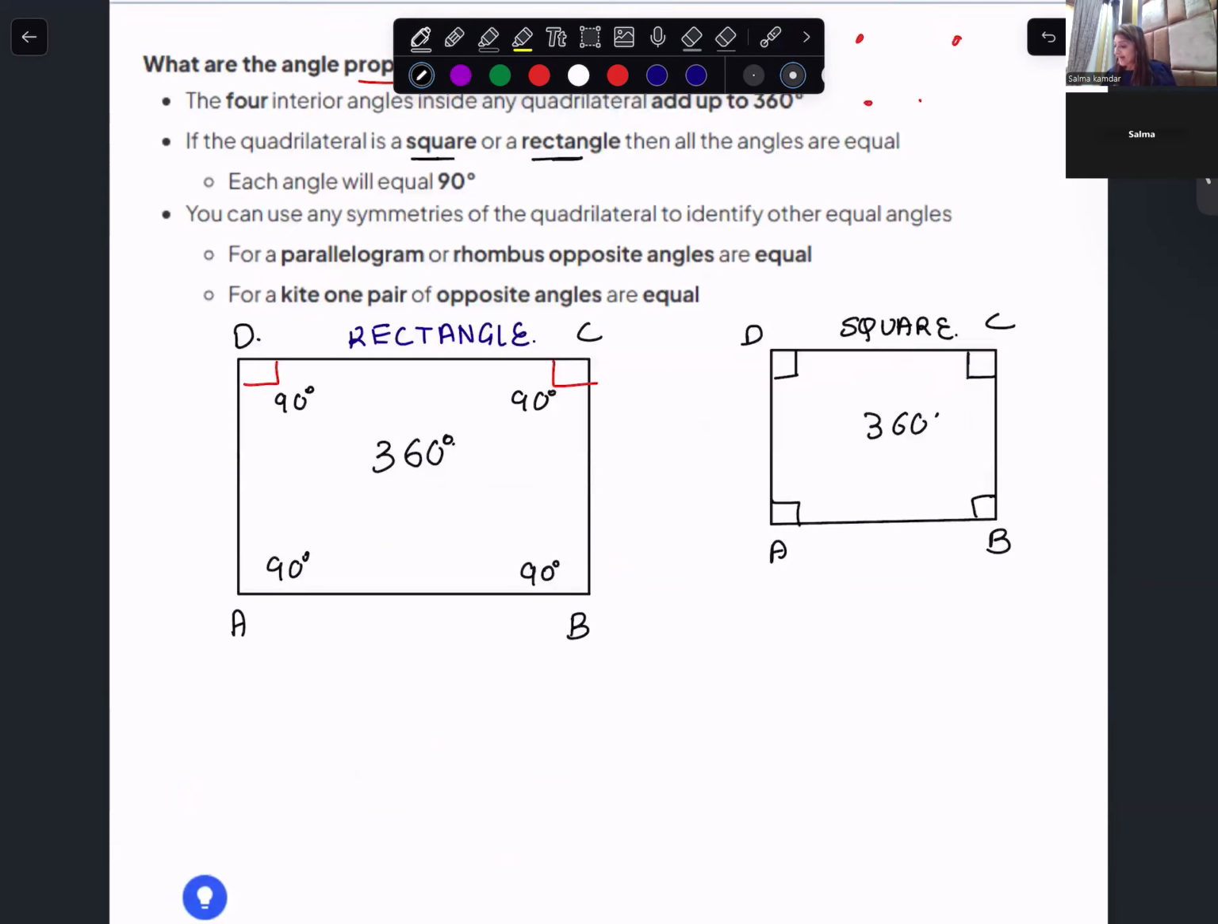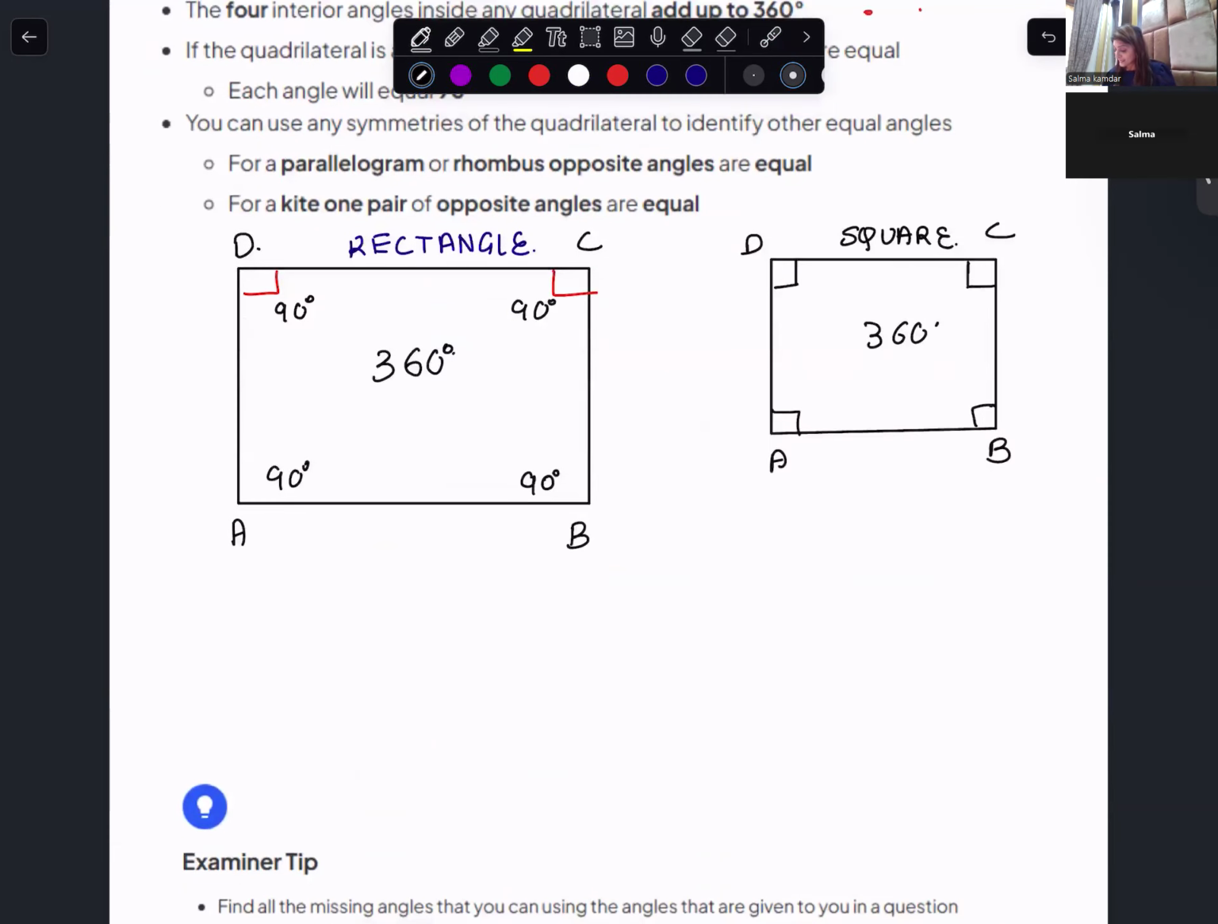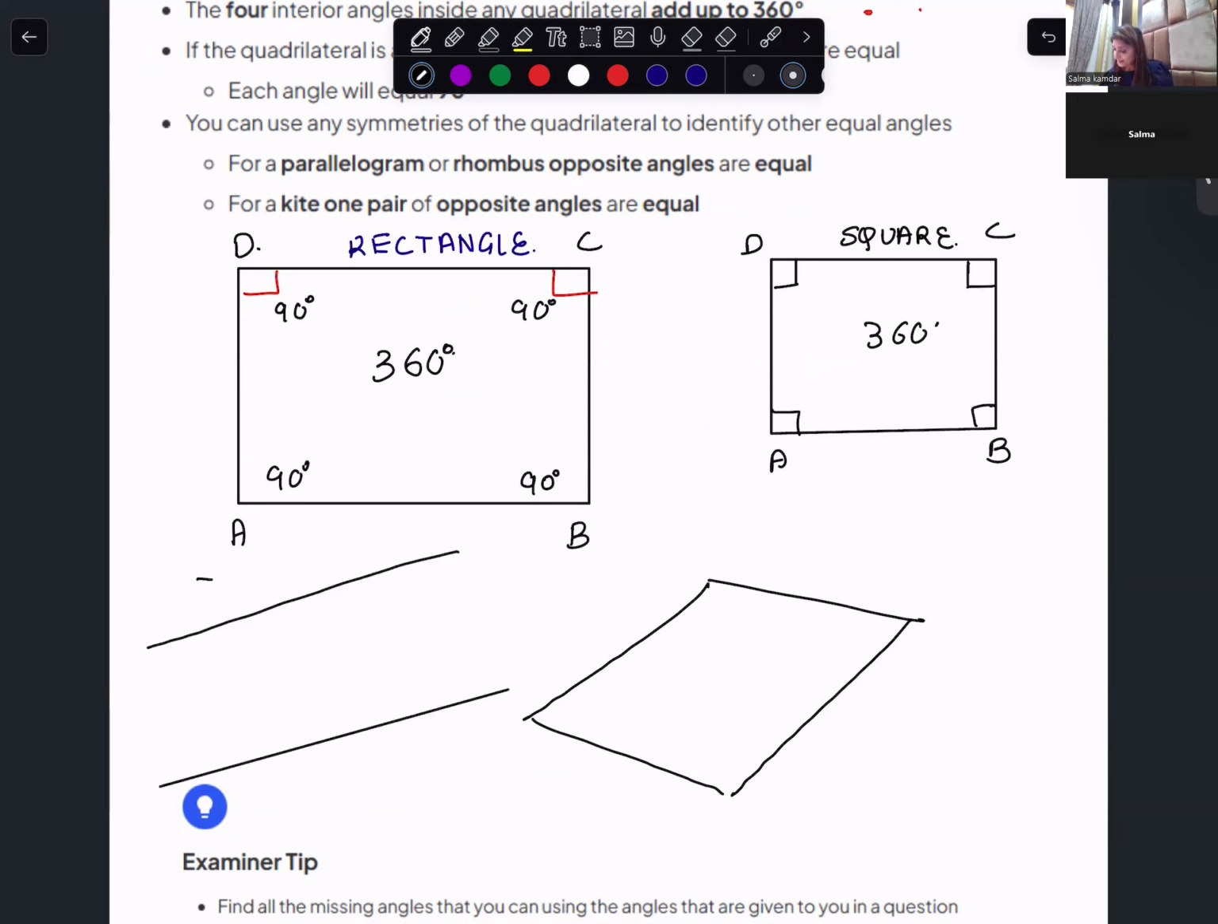Now for a parallelogram or a rhombus, what does a parallelogram look like? This is a parallelogram. A parallelogram is a quadrilateral between two parallel lines. That means these are the parallel lines of a parallelogram. What are parallel lines? Lines that go in the same direction but never meet each other.